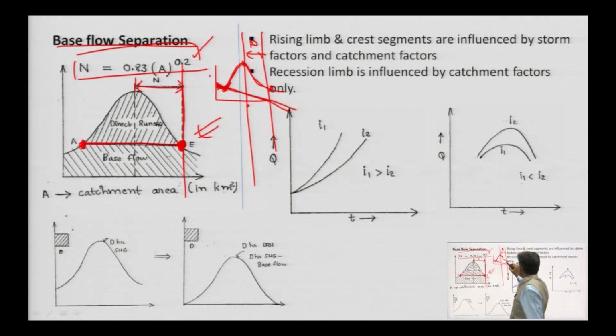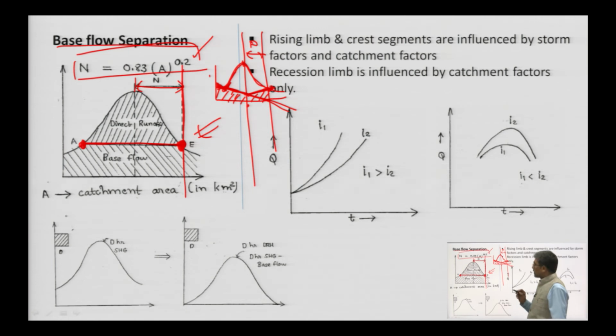So, this point is A. Join this point. So, the base flow will be under that, the area within these two lines. So, what we will do? You will need to calculate the slope of this line, then you can separate out the base flow.